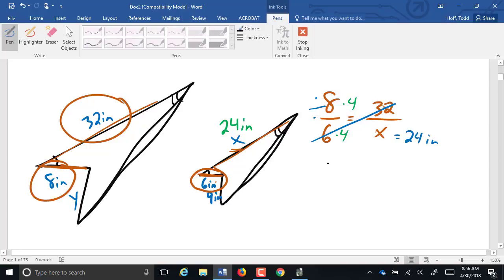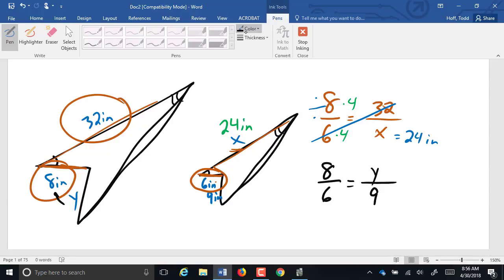So now to find Y, I still have that 8 over 6. Where does Y go with the 8 or the 6? That goes with the 8 because it's from the same triangle as the 8. So then what goes below it? The 9. And we will cross multiply and divide. 8 times 9 divided by 6 gives that Y is 12.